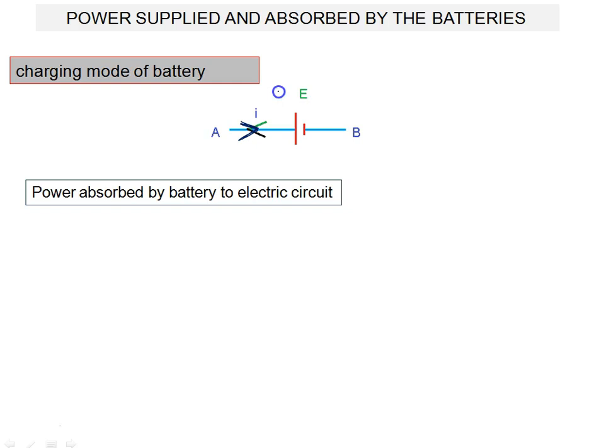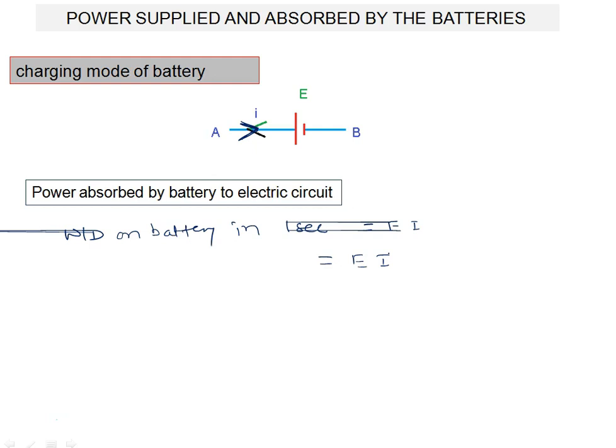Now I have to calculate the power absorbed by the battery in this situation. So again I will say power means work done per unit time, or you can say work done on the battery in 1 second. Work done on the battery means work is happening on the battery, or power is absorbed by the battery. Again you will calculate, and you will say it is also EI. Let me write it again, it is EI.